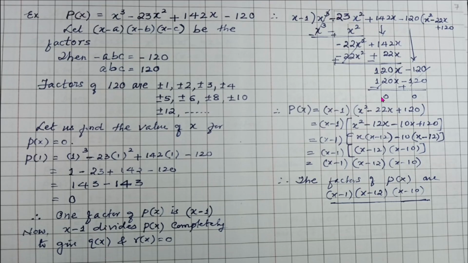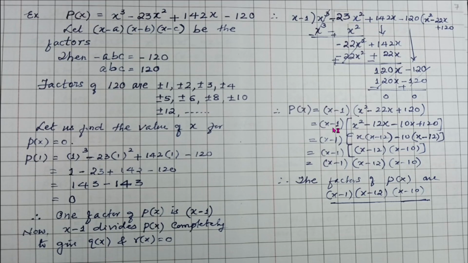I have already taught you how to go for long division method of dividing the polynomials. So divide the polynomial by x minus 1, we get the remainder as 0, and the quotient as x square minus 22x plus 120. Now express p of x. This is p of x here. Now it is a product of two very important factors, one is x minus 1, and the other one is x square minus 22x plus 120. So it is a product of that.